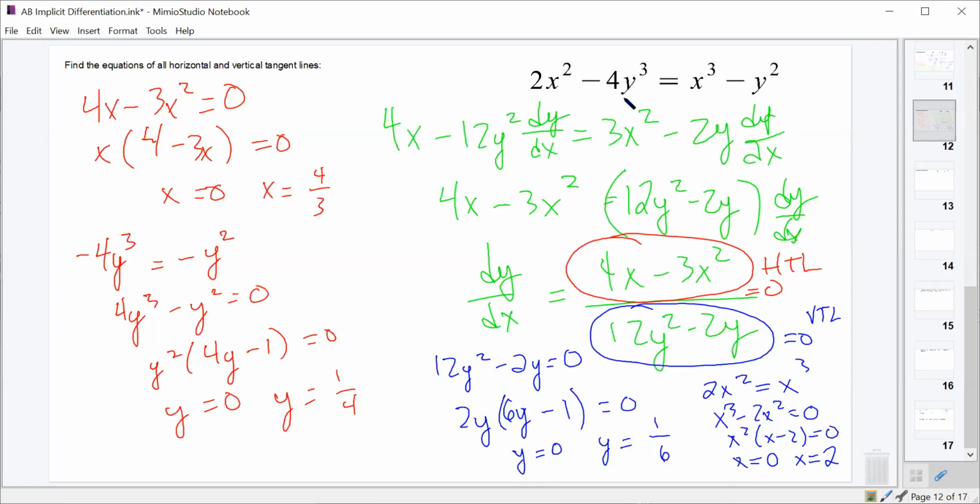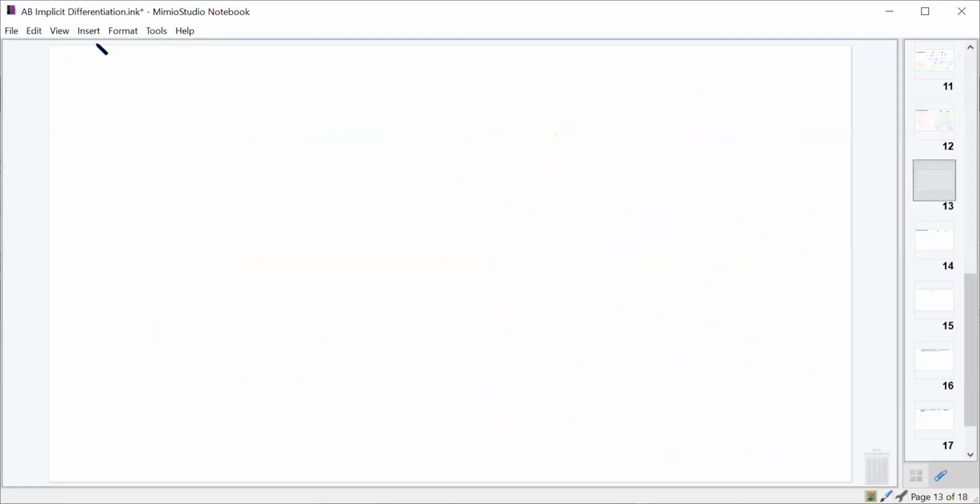But at that point, if x equals 0 and y equals 0, what happens to our derivative? It's undefined or indeterminate. And we have to make that important distinction: if x equals 0 and y equals 0, so I'm going to give us a new page here, then dy dx is indeterminate.